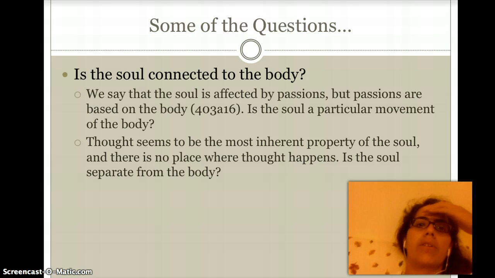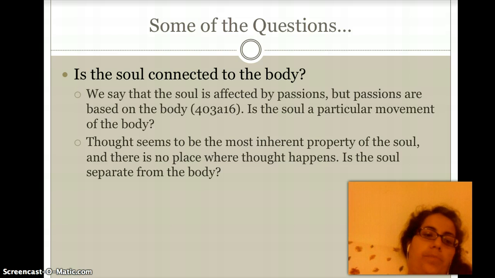So again, some of the questions that Aristotle has: is the soul connected to the body? How do the passions affect the soul? Is this in a real way or is it only a metaphorical way? And if thought is the most prominent property of the soul, then can that tell us where the soul is?